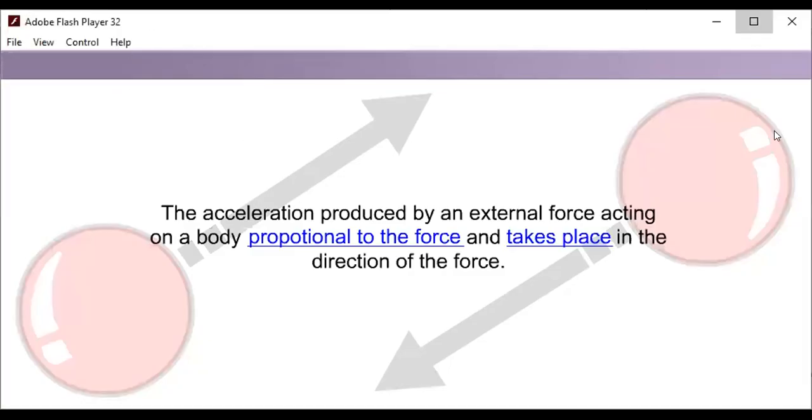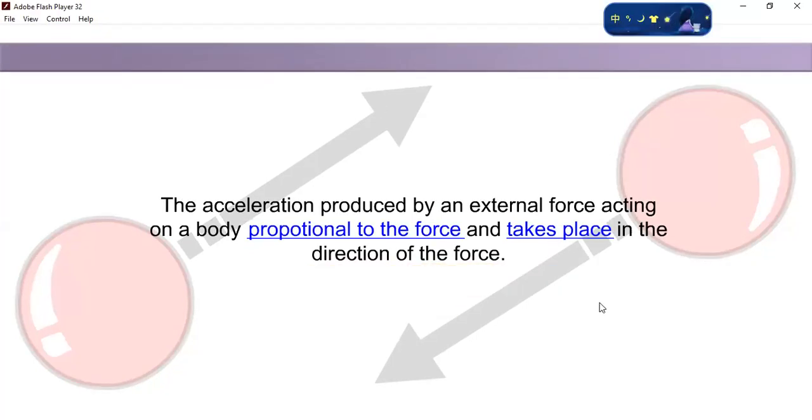Let's go to the next statement. The acceleration produced by an external force acting on a body is directly proportional to the force and takes place in the direction of the force. That means the acceleration is directly proportional to F. It is also inversely proportional to the mass. Which law is this? This is Newton's second law.